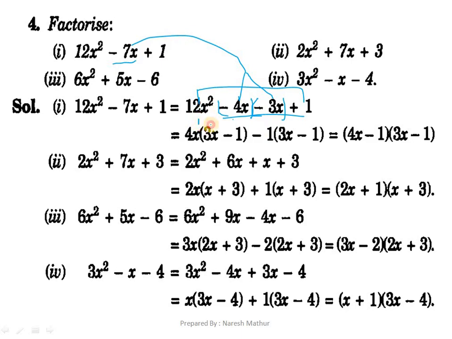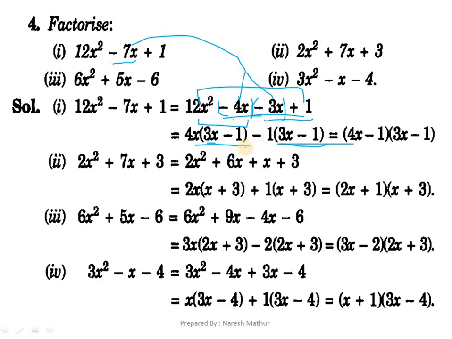Now in the second step, we just take 4x as a common. Common means we are dividing the common term from each term. Let's say if we divide 12x square by 4x, we'll get 3x, and 4x upon 4x is always 1. So we have 4x, 3x minus 1. In these two terms, we don't have any common, so we'll take 1 as a common. 1 is a universal term which we can take common. So the minus 1 will be common, so that we can get the 3x minus 1.